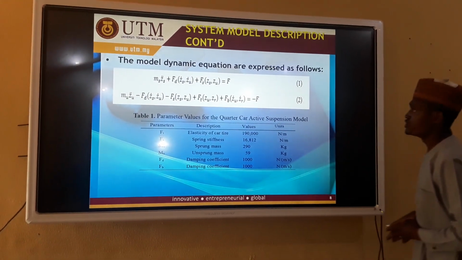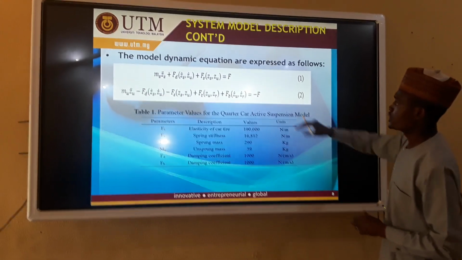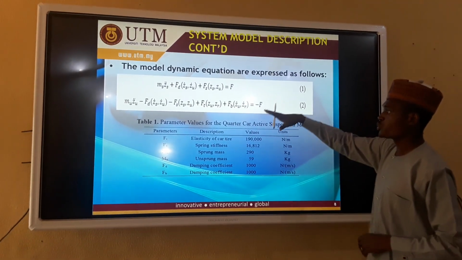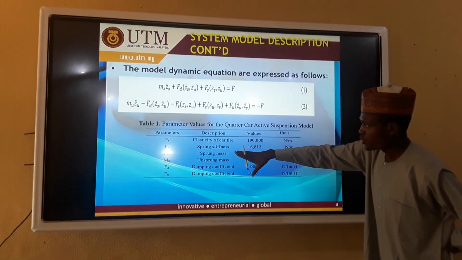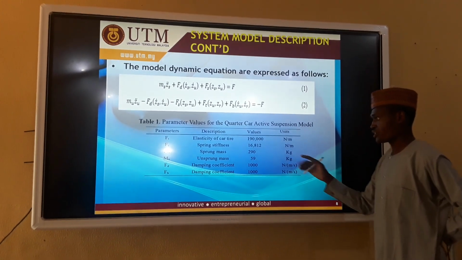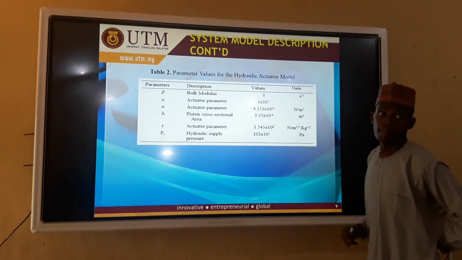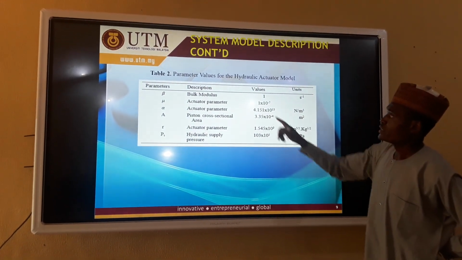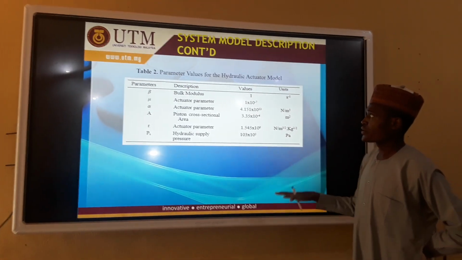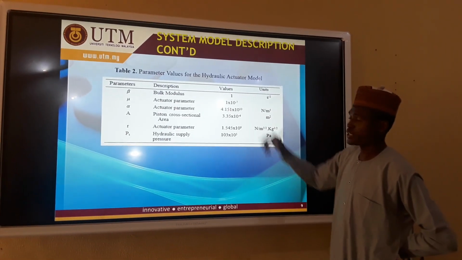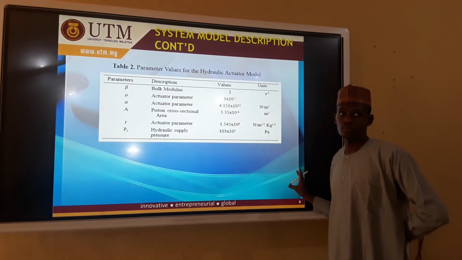The model equations are described as shown in equations 1 and 2, whereas table 1 shows the various parameter values used to carry out the simulation studies. Table 2 shows the various parameters used in carrying out the simulation studies for the hydraulic actuator model.